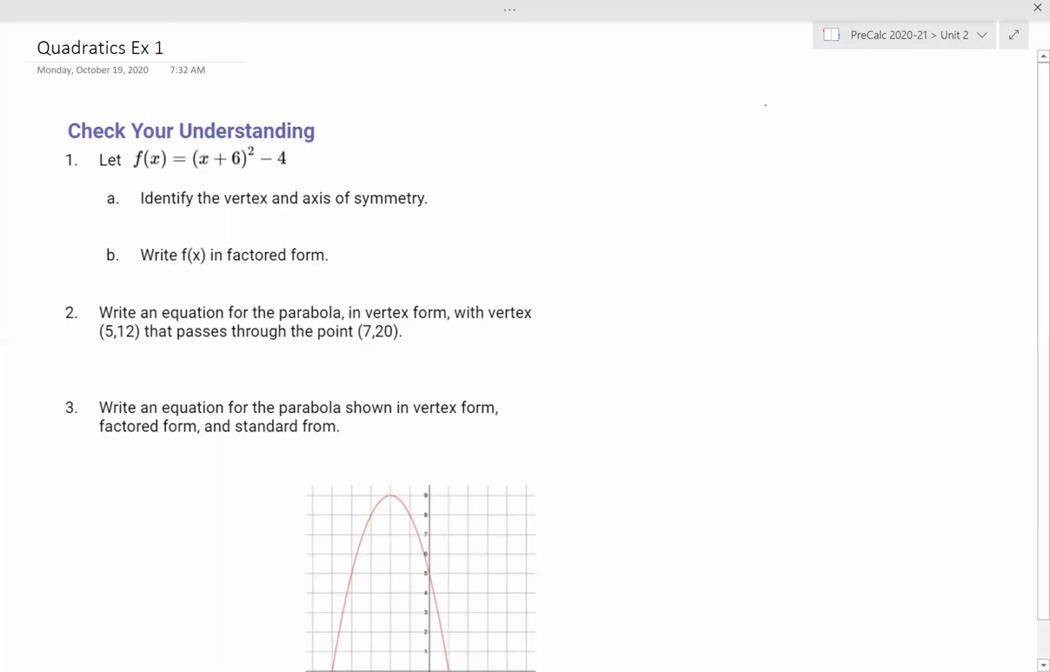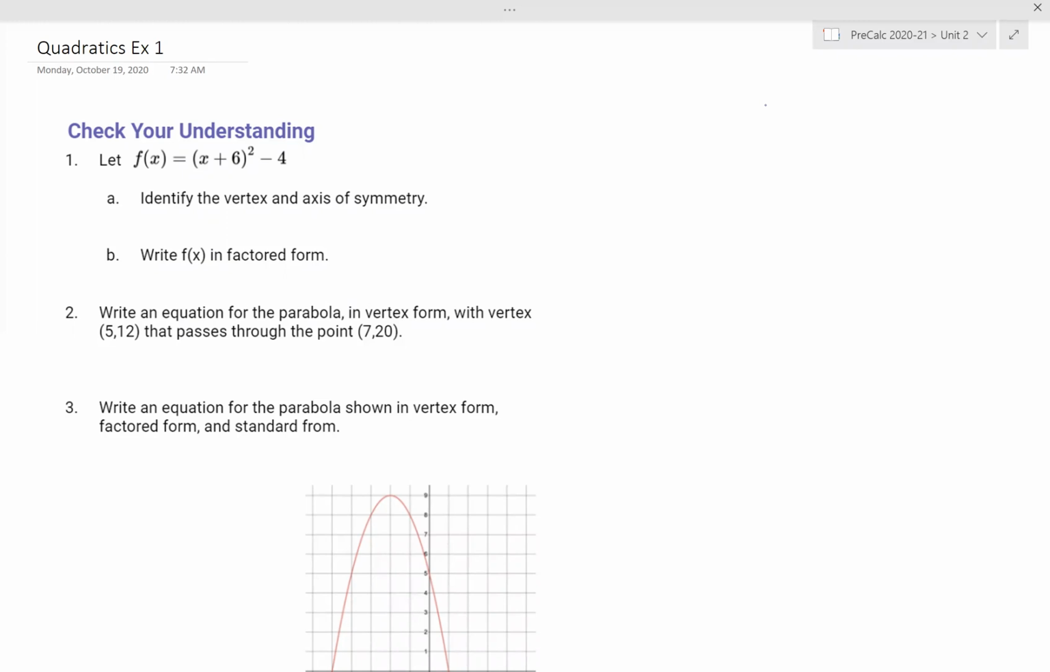Okay, so you should have just finished a Desmos activity where you practiced writing equations of parabolas in different forms. We're going to do a check your understanding with this, looking at different forms of parabolas to see what we gained from that activity.